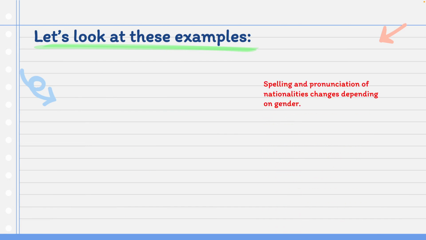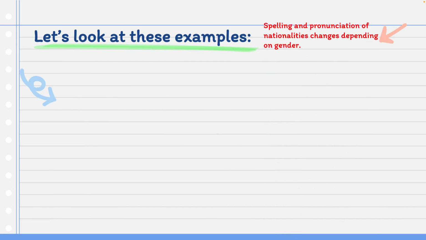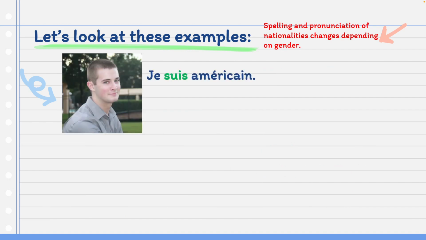So for example, spelling and pronunciation of nationalities changes depending on the gender of the person we're speaking of. So for a guy, we could say, Je suis américain. I'm American. We make a liaison between suis and américain. So the S gets pronounced because it's followed by a vowel. Je suis américain. Américain has a nasal sound, so the N is pronounced subtly.